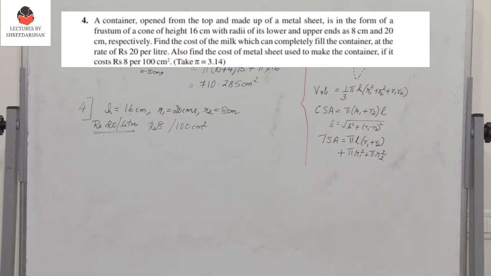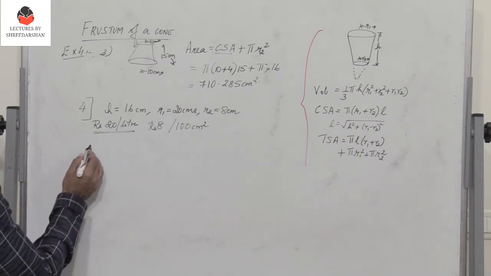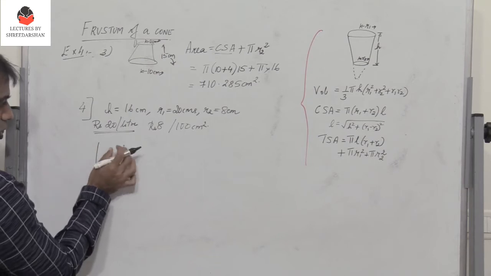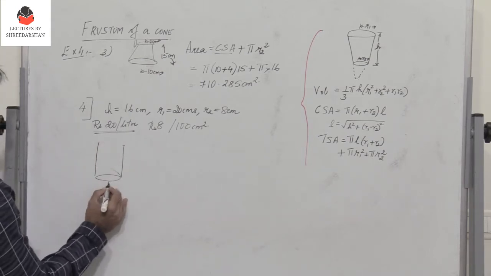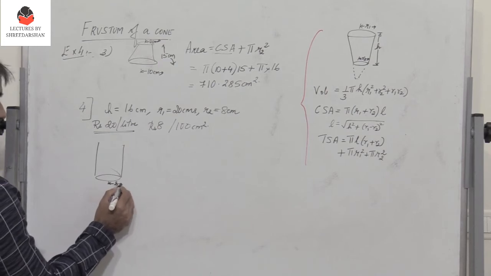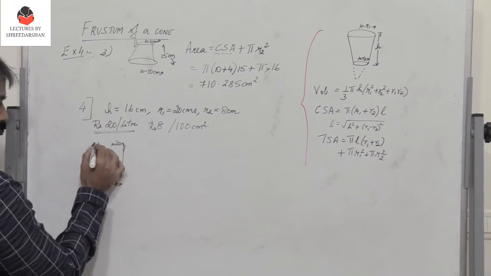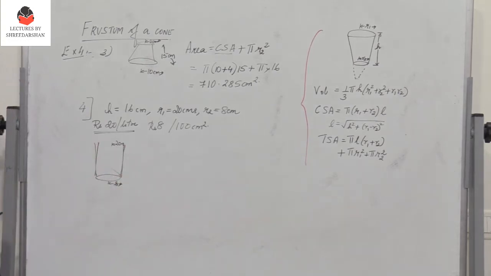So this again is a very simple problem. Here there is a container open from the top. So the container is open from the top and the lower radius is 8 and the upper radius is 20, right? So the upper one is much larger when compared to the lower one.